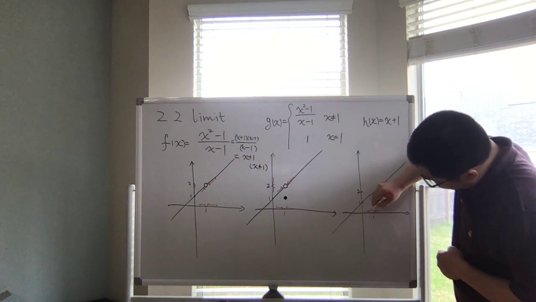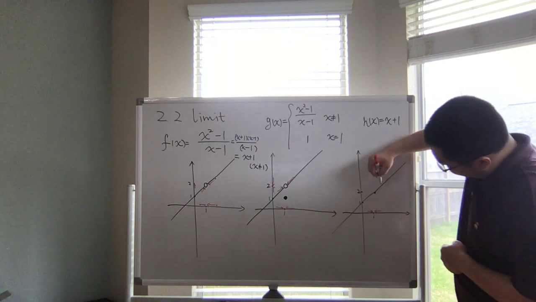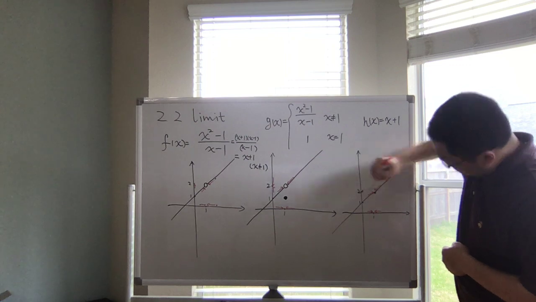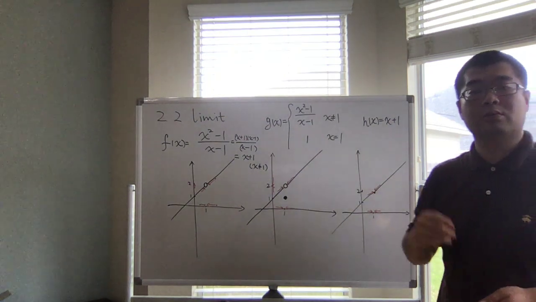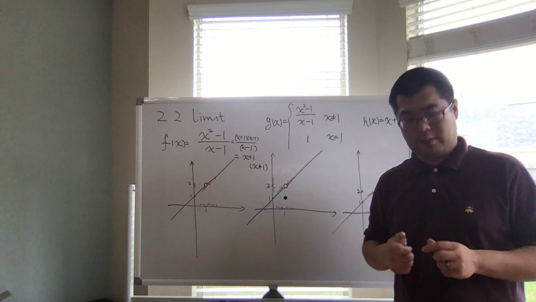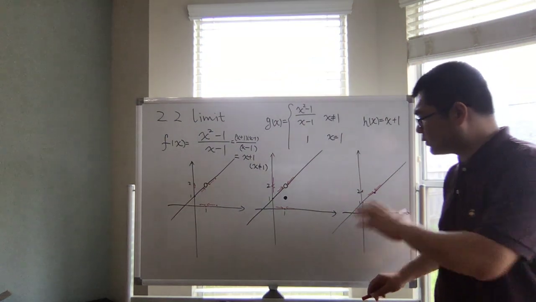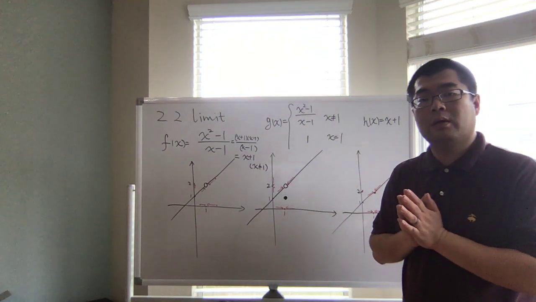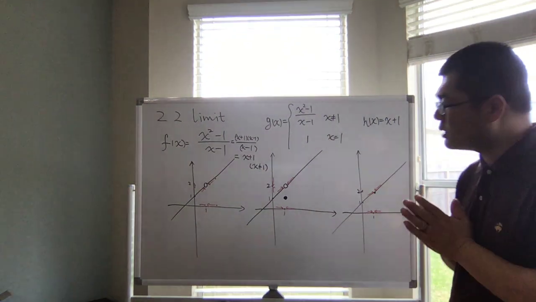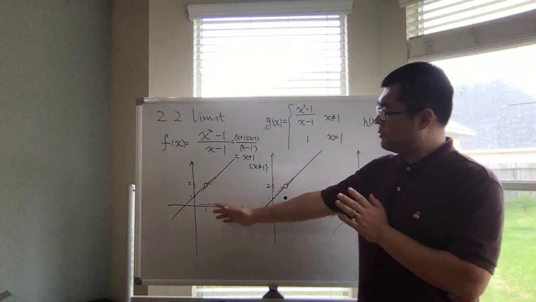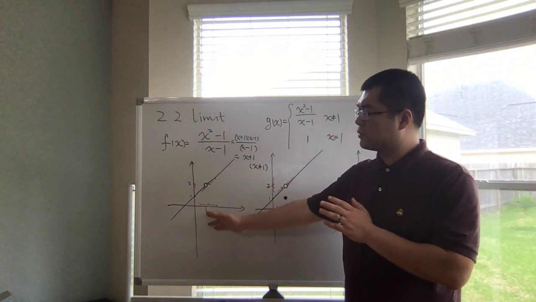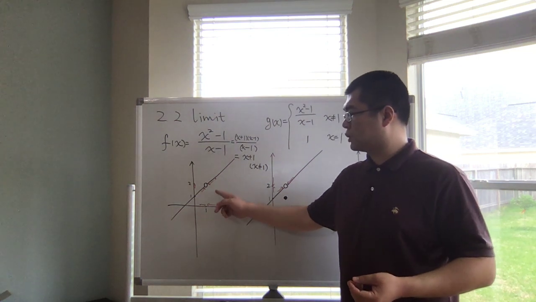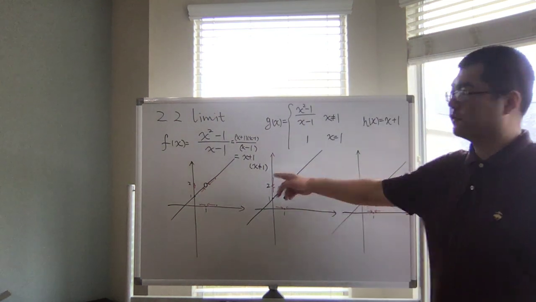When x approaches 1 either from the left or right, the corresponding y value approaches 2. Okay. So from those 3 graphs, what can we tell, guys? As you can see, the limit as x approaches 1 of f of x is 2 for those 3 functions, right?